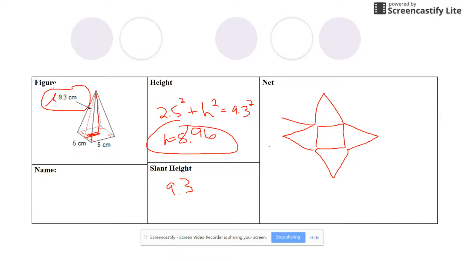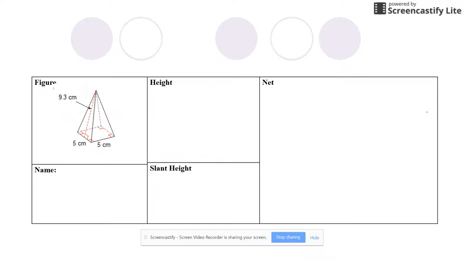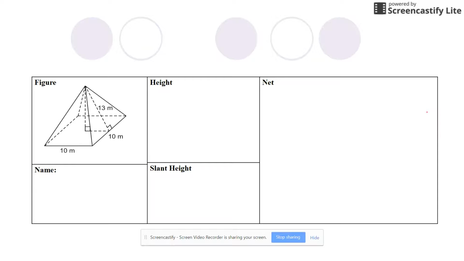Look at the base. The base is a square. Again, we have the slant height, and we would need to find the height. So this is 5. I could do Pythagorean theorem: 5 squared plus h squared equals 13 squared. So h equals 12. We know the slant height, so we got that, 13. It's a square pyramid. I'll let you draw the net.